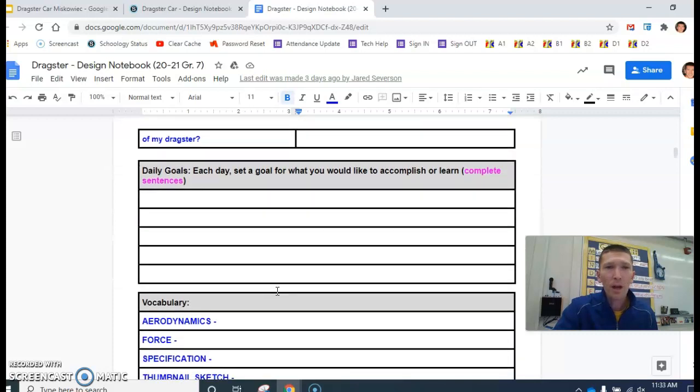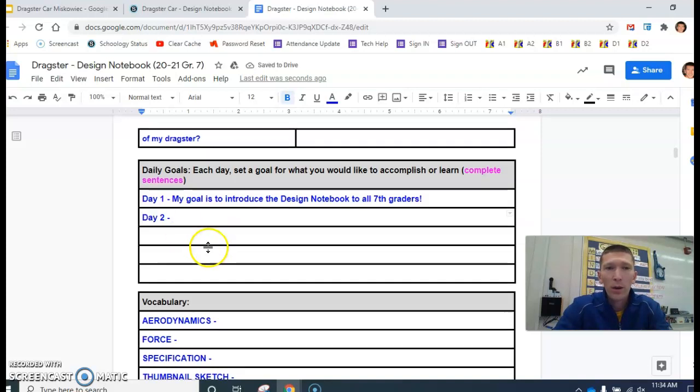One other thing I'm going to mention is make sure you're writing your daily goal for each day you're in here. So today is day one of this design notebook. So my goal is to introduce the design notebook to all 7th graders. Your goal obviously will be different, and then when you come in for day 2, you should just automatically, right when you start class, go to day 2. What is your goal for the day, and write that in there.